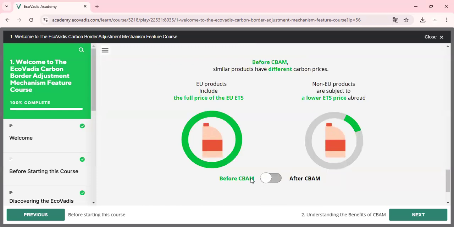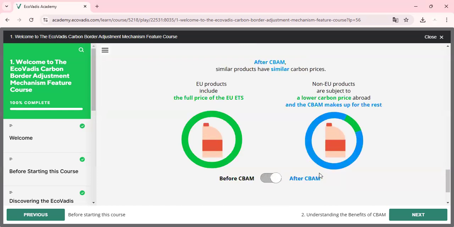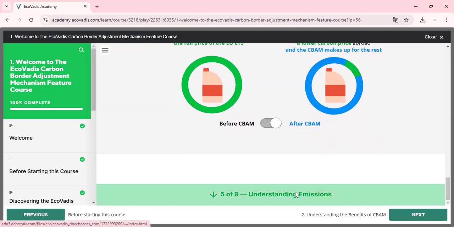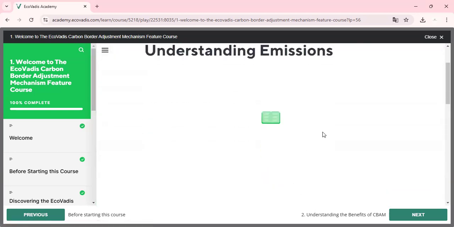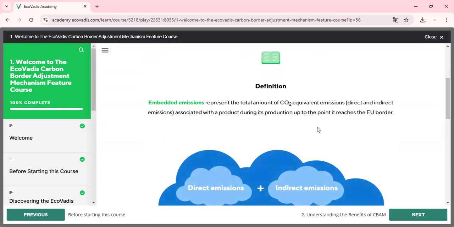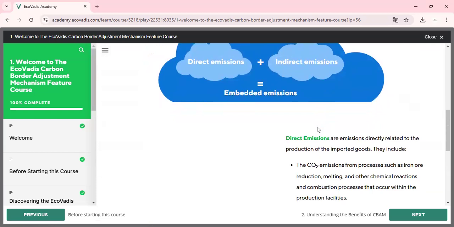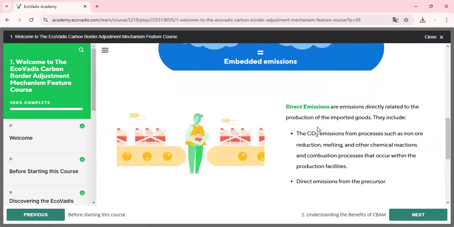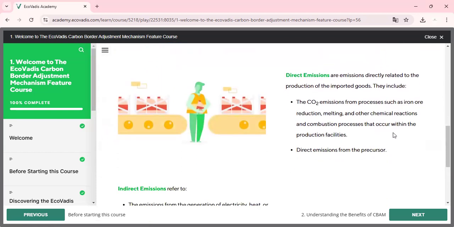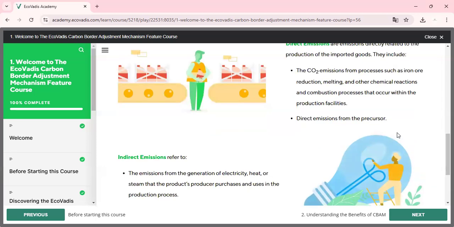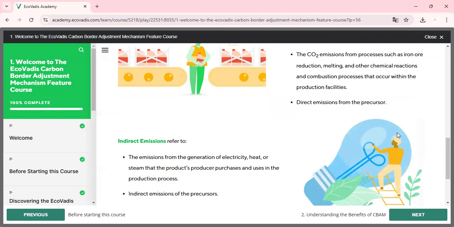Understanding emissions. Definition: Embedded emissions represent the total amount of CO2 equivalent emissions, direct and indirect emissions, associated with a product during its production up to the point it reaches the EU border. Direct emissions are emissions directly related to the production of the imported goods. They include the CO2 emissions from processes such as iron ore reduction, melting, and other chemical reactions and combustion processes that occur within the production facilities.